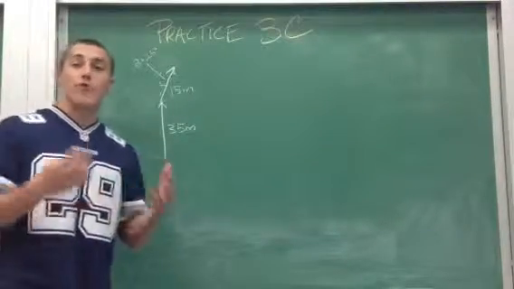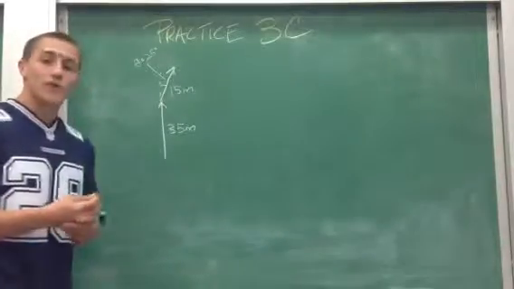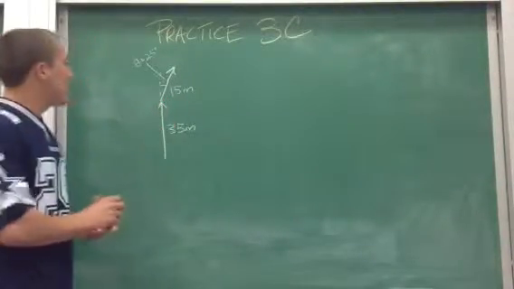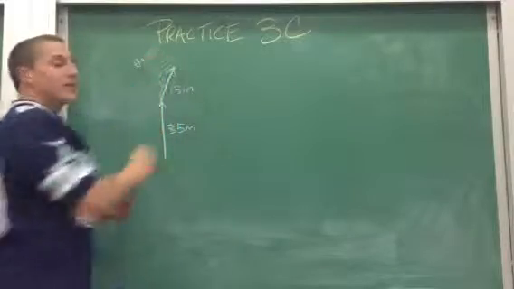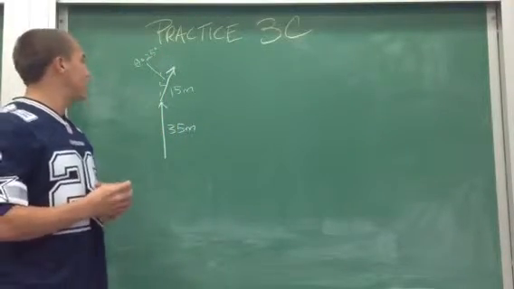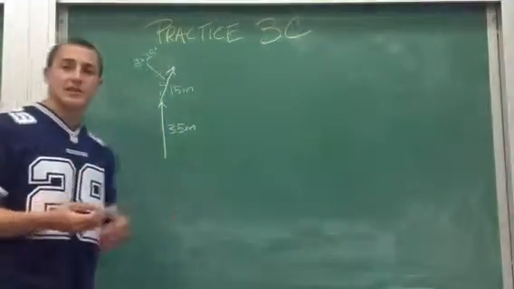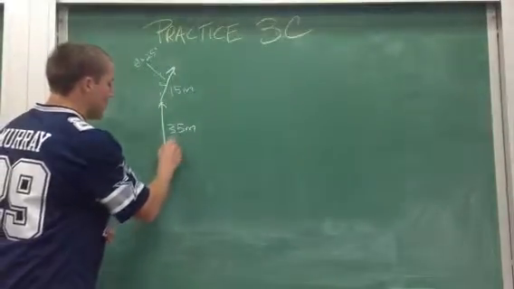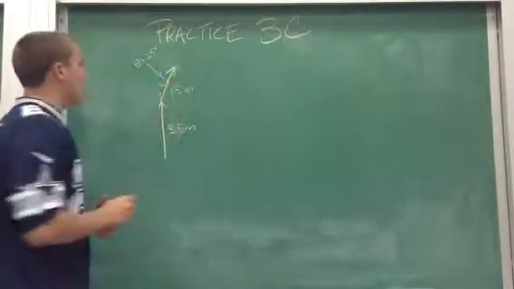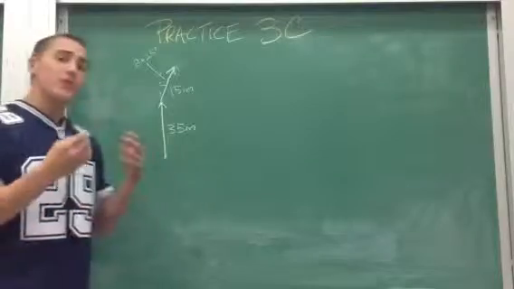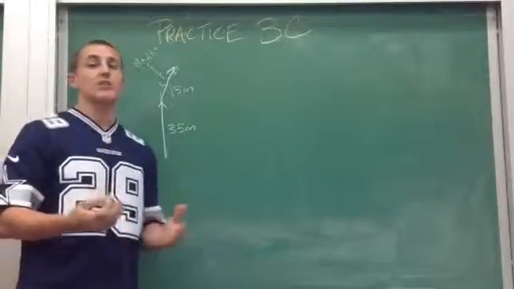Okay, for number one, we have a football player. He starts off running straight ahead 35 meters, and then turns to the right 25 degrees and runs an additional 15 meters. What the question is asking: what is his final displacement, start to finish, and what direction is he in? Well, we can't use Pythag in this situation because it's not a right triangle.